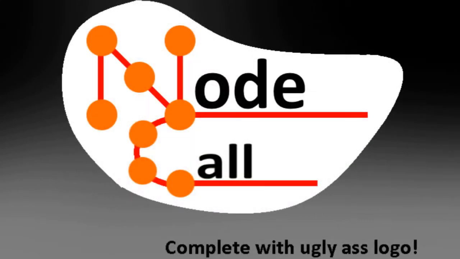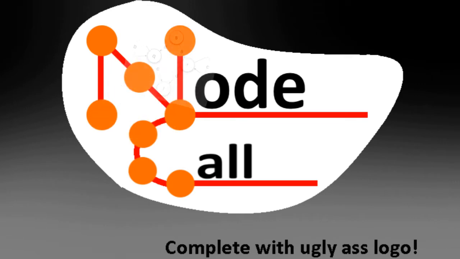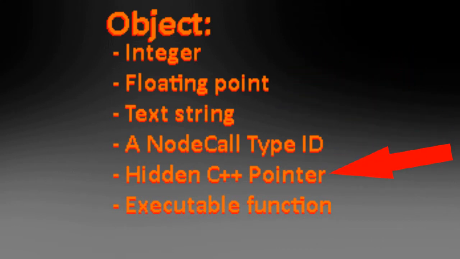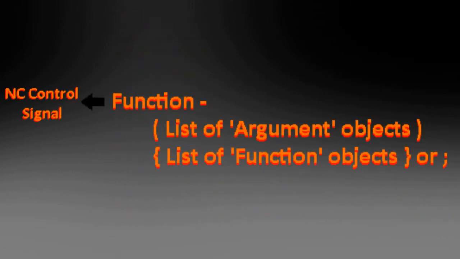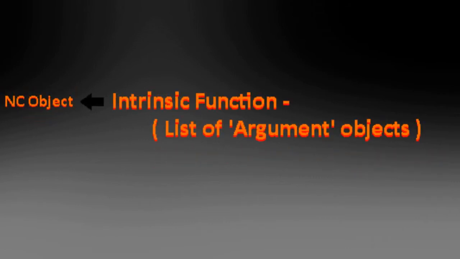I got to work and finished what I will call node call, because it has nodes of execution that you hop between like a huge flowchart. There are now only two types to deal with. One is objects, which can be numbers, strings, little packets of complicated C++ stuff that it can't touch, and executable functions. These functions take in two lists of objects. The other is intrinsic functions, that take in a list of objects and themselves return an object.